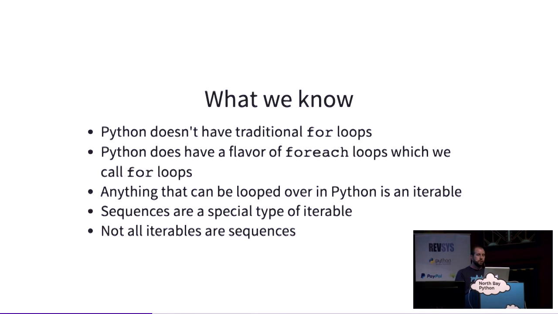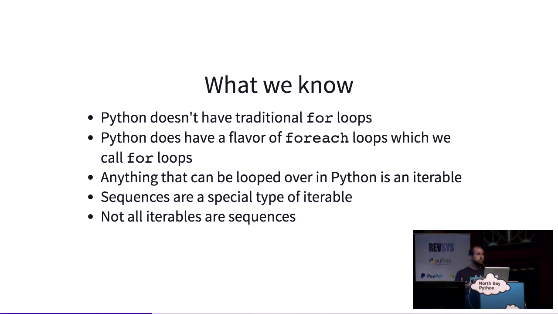OK, so Python doesn't have traditional for loops. We do have something we call a for loop, though. It works differently than for loops do in C, JavaScript, many other programming languages. Anything that can be looped over with a for loop in Python is an iterable. Sequences are just one type of iterable, but there are many other types of iterables. So we are done with review at this point. Hopefully you learned something new here, maybe as well.